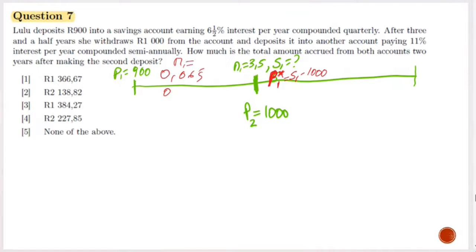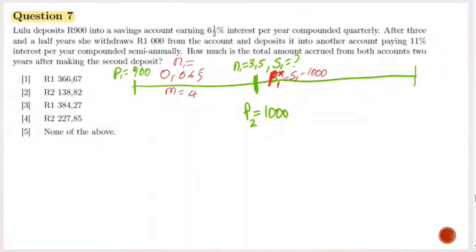This is your N1, and then this is accumulating quarterly, so your M is equal to 4. Remember, when something is accumulating quarterly, M is equal to 4. So this is what is happening on the old account.